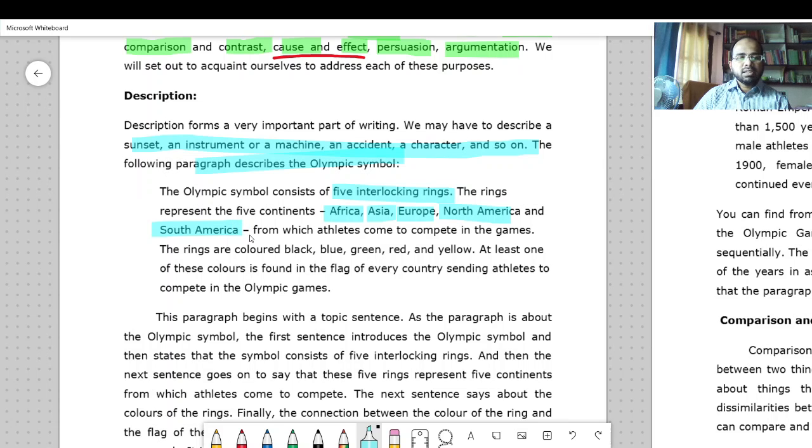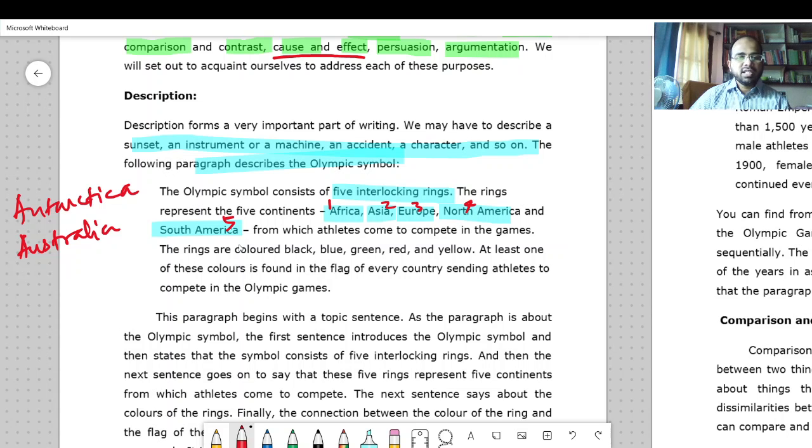So what are the 2 other continents we are missing? I think we have to write about Antarctica, which is one continent. Then Asia, Europe, Africa, and Australia is also another continent. So in fact we have 7 continents, but we are only mentioning 5 here: 1, 2, 3, 4, and 5.